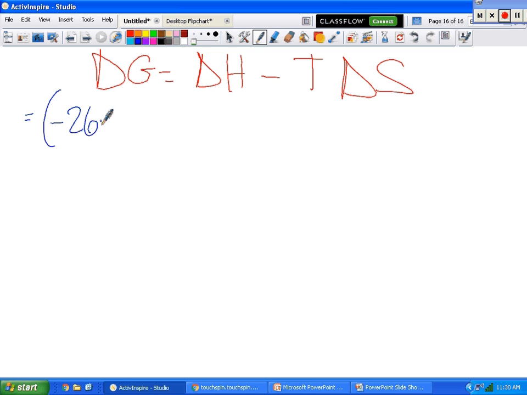Negative 264,000 joules per mole. But again, people forget to convert this. This is where writing units really plays a big part, because if you wrote kilojoules over here and you wrote joules over there, should your mind catch that? Hopefully it should, but some people don't.